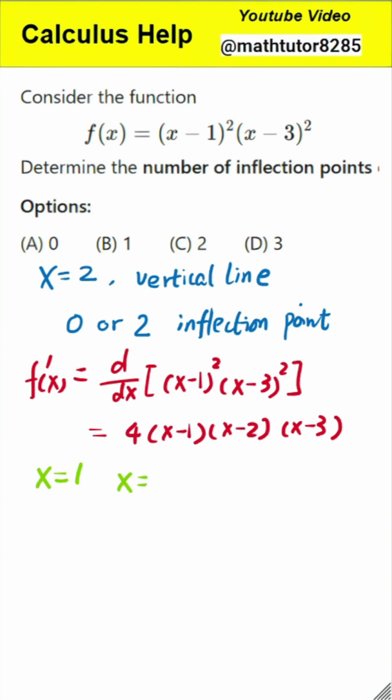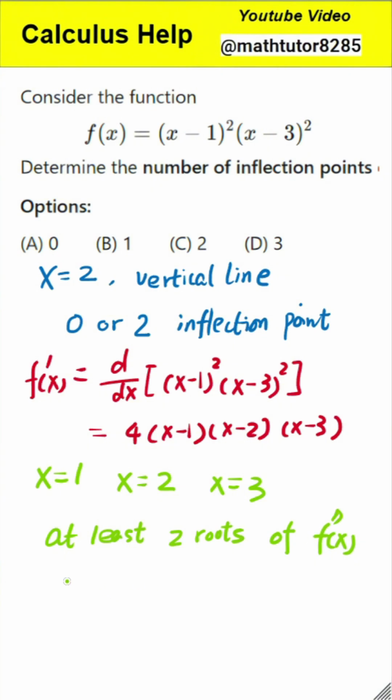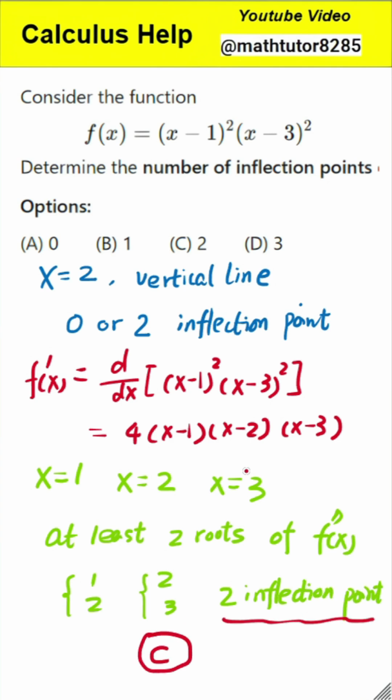Let's look at the first derivative. It has 3 real roots at x equals 1, x equals 2, and x equals 3. According to Rolle's theorem, if a smooth function has equal values at the ends of an interval, then its derivative must be 0 somewhere in between. Applied here, this guarantees that the second derivative has at least 2 real roots, one between 1 and 2, and another between 2 and 3. That means the original curve changes concavity at 2 distinct x values. In other words, it has 2 inflection points.